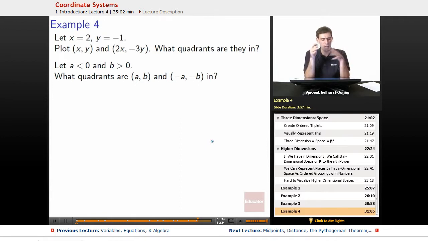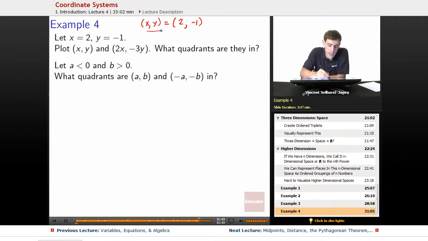So first off, let's do plotting (x, y) and (2x, negative 3y). We know what the value of x is, we know what the value of y is, so we can actually figure out what (x, y) is, right? We just swap out the numbers, we substitute. x is 2, y is negative 1, and there is (x, y).